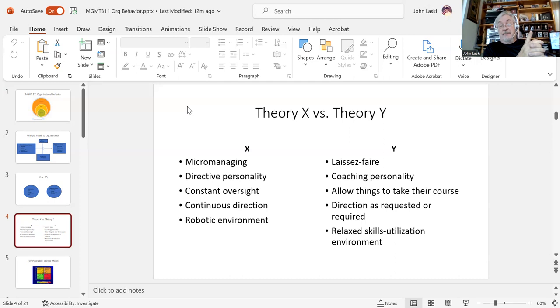And so what comes along with laissez-faire or Theory Y is trust. Trust that you're going to do the best you can, and a recognition that sometimes things just break, and sometimes it just doesn't work out the way I envisioned it might, but I have to be coaching and supportive and still maintain this relaxed skills utilization environment. So we'll talk a little bit about that during the semester as well.